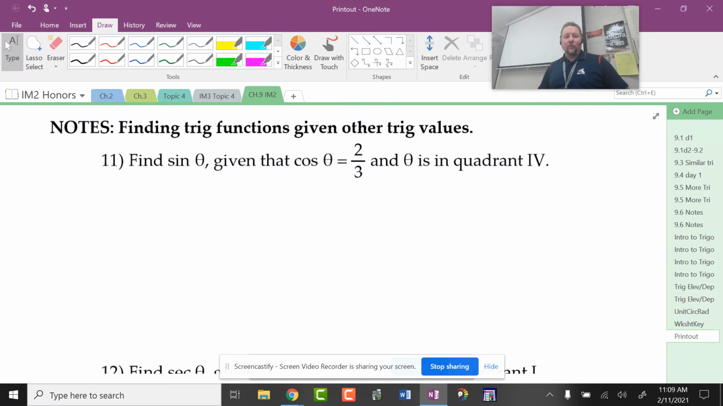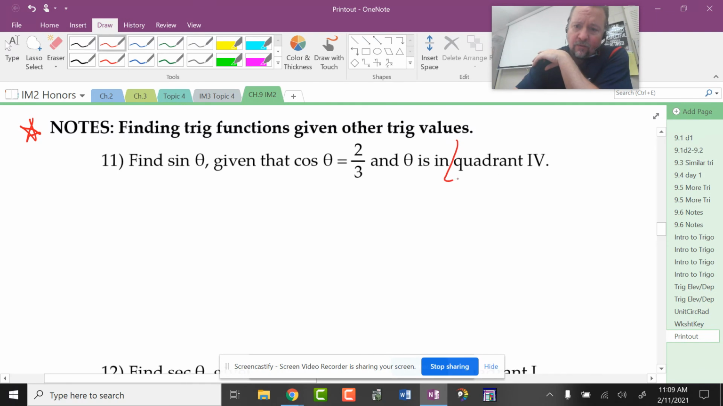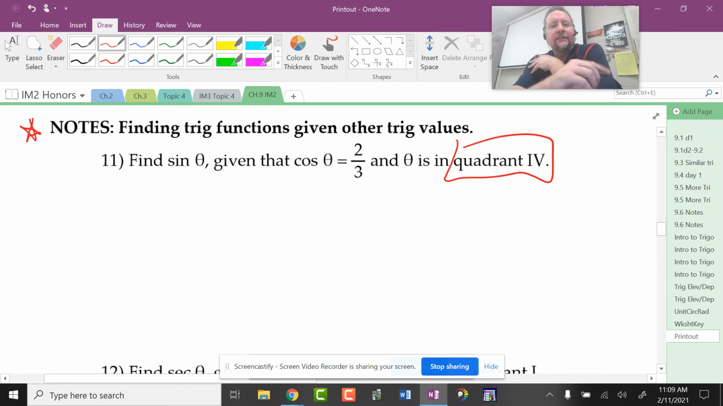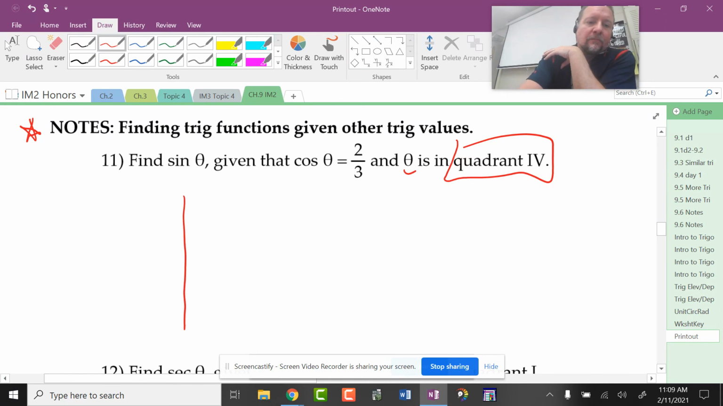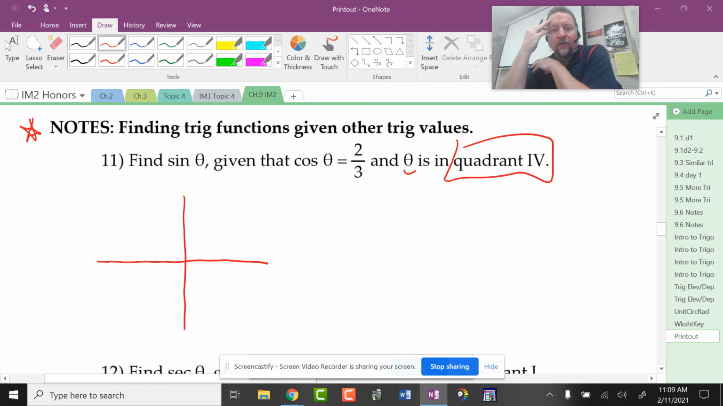All right, now this is really new notes. This is a completely different question, on page 2. It doesn't really pertain to the unit circle, but it does pertain to coordinate trigonometry, because we identify a quadrant. It says theta is in quadrant 4, so this is in standard position. So I do have a coordinate plane. That's what I would start off with.